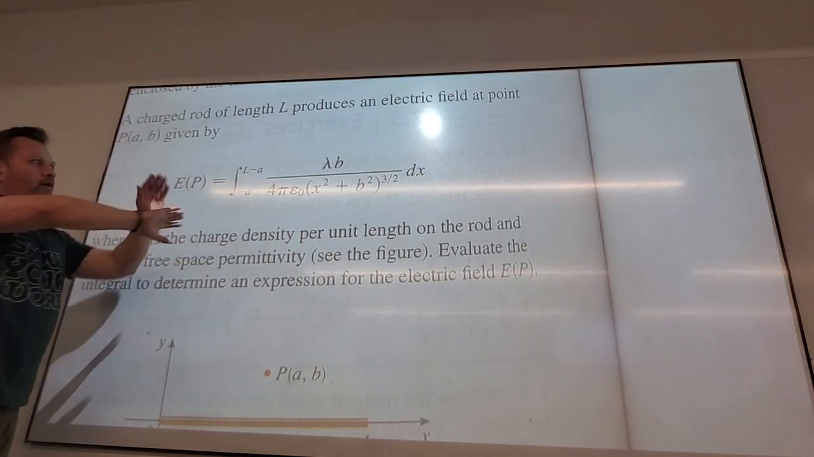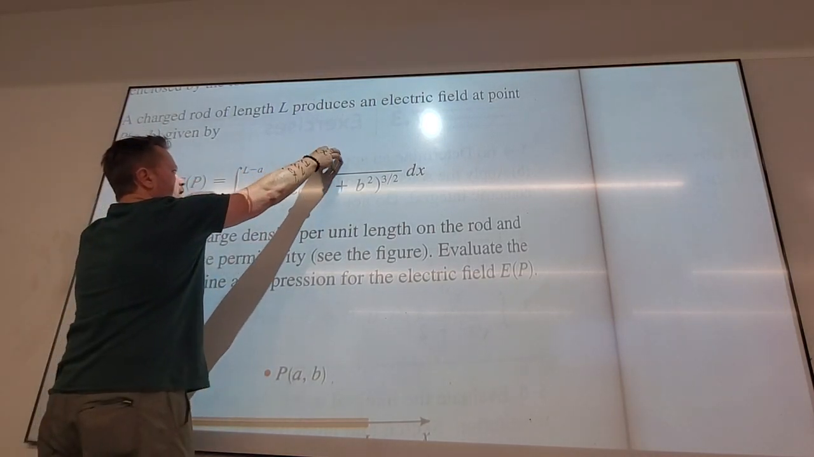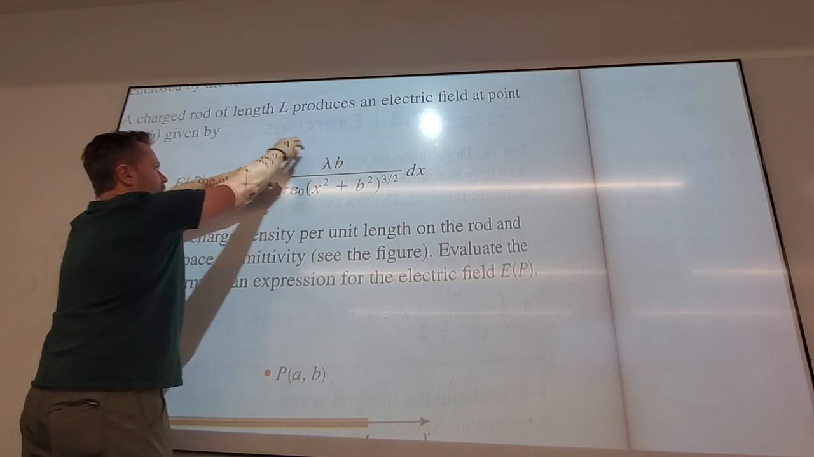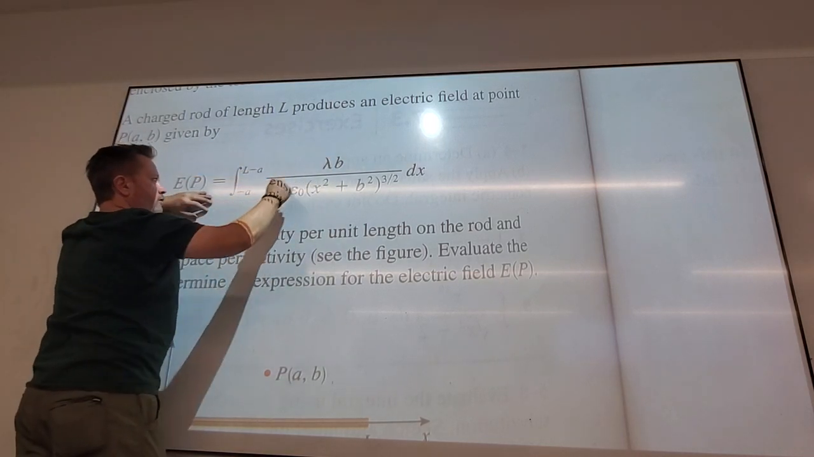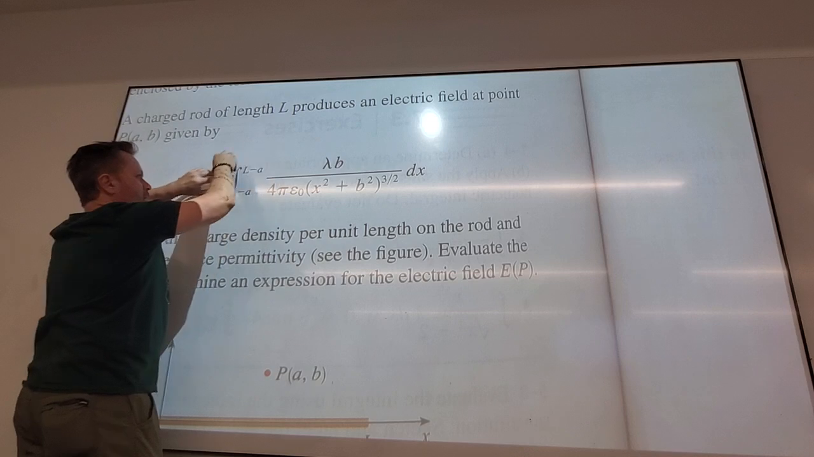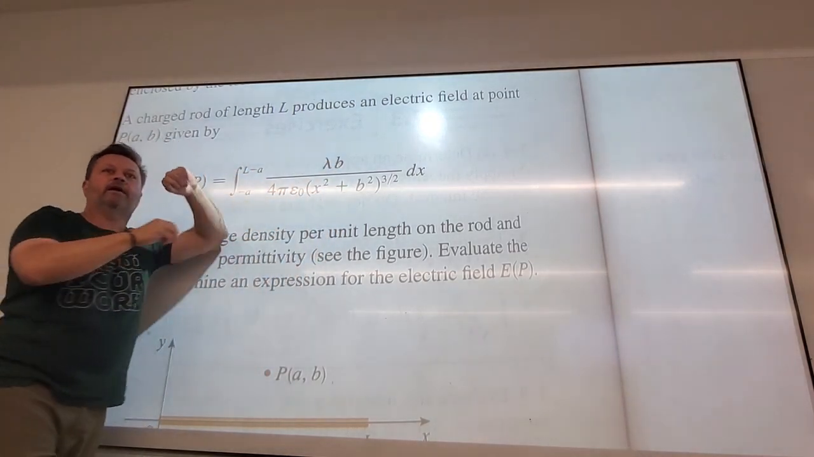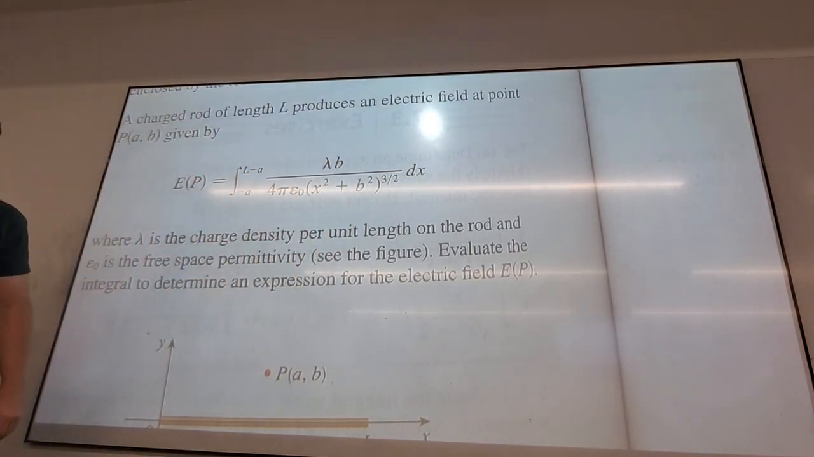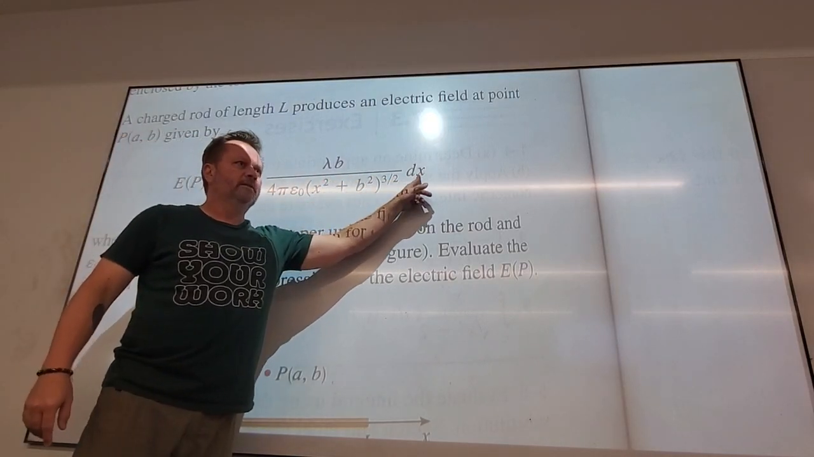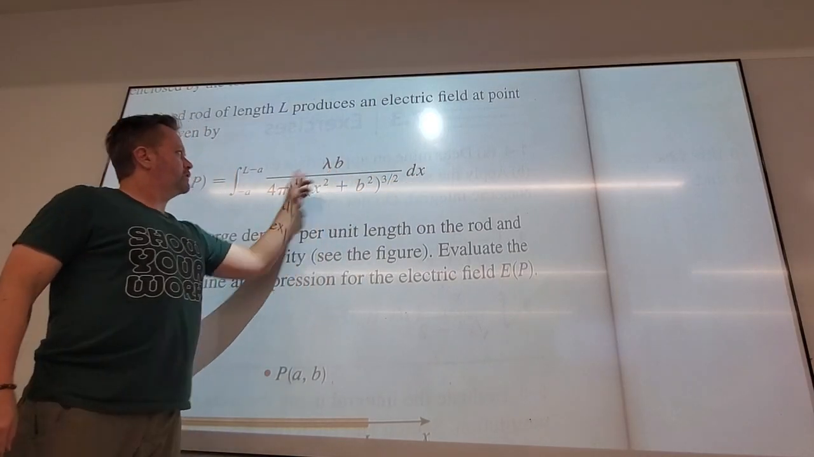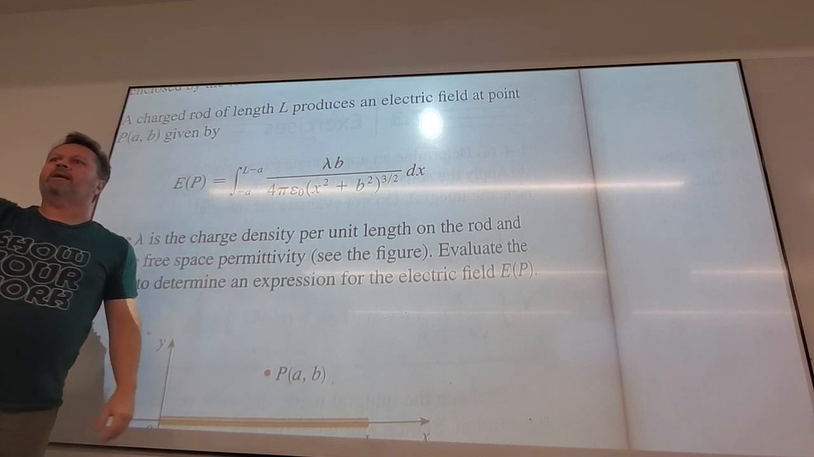So, ignore all. In fact, do you see how you could take all this out if you wanted to? Do you see that? Lambda b over 4 pi epsilon. All of that can come out, and you have 1 over this. Do you guys see that? Yeah. Because they are all constants. How do you know they're constants? Because this tells me what the variable is. And they're not functions of x, so you can get them out of the way.